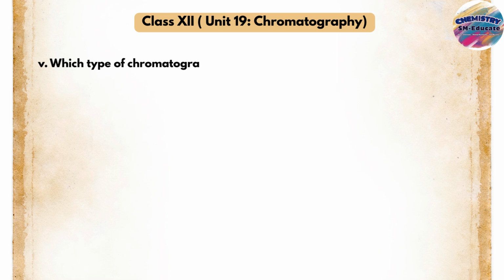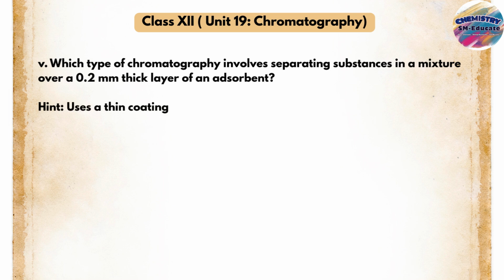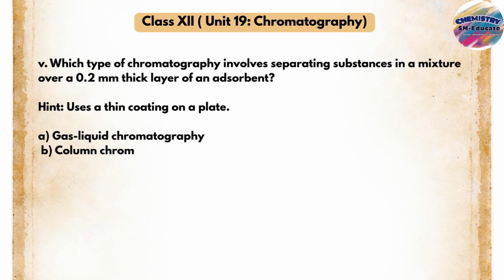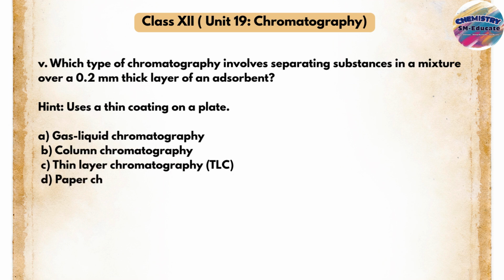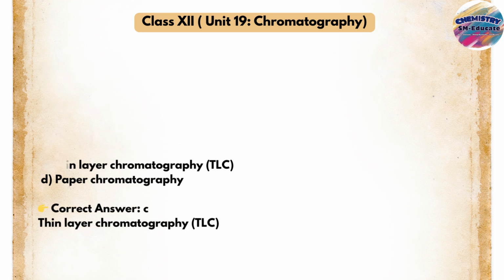5. Which type of chromatography involves separating substances in a mixture over a 0.2 mm thick layer of an adsorbent? Hint: Uses a thin coating on a plate. A. Gas liquid chromatography. B. Column chromatography. C. Thin layer chromatography, TLC. D. Paper chromatography. Correct answer: C. Thin layer chromatography, TLC.